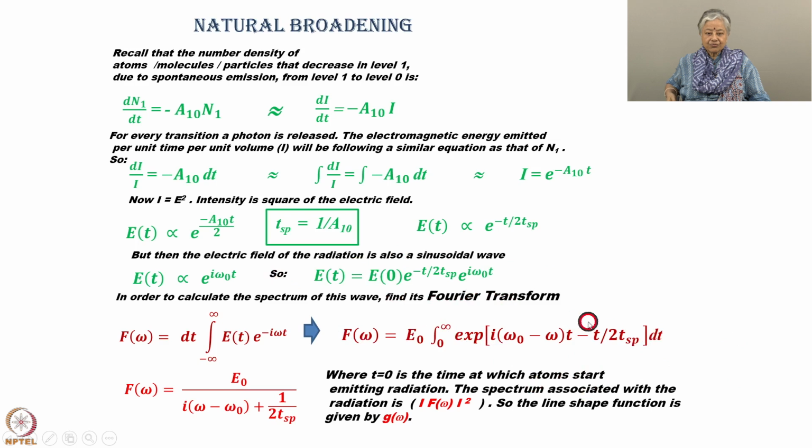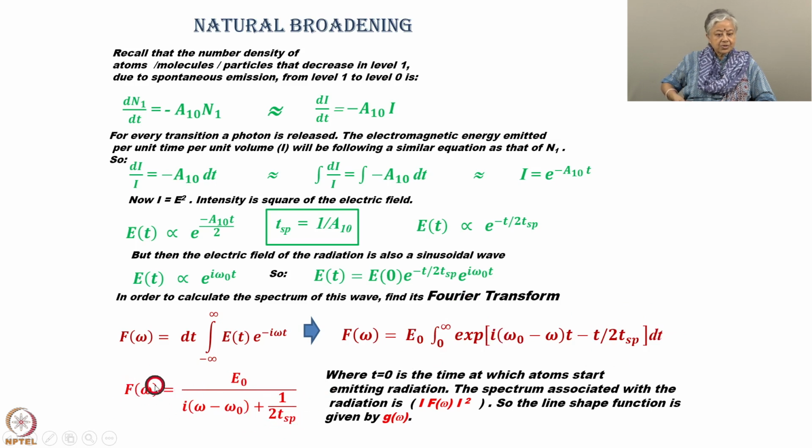And you do a little bit of algebraic jugglery and you will come to this. Carefully do those algebraic jugglery and then take the integral from 0 to infinity. I have taken it from 0 to infinity because I have to integrate over time t, and t is 0 at the time at which the atom starts emitting the radiation, and the spectrum associated with the radiation. So, when I take the Fourier transform, it comes out to be this. You have to do it very carefully, slowly, and it is very easy. You can do it and you can come to this conclusion.